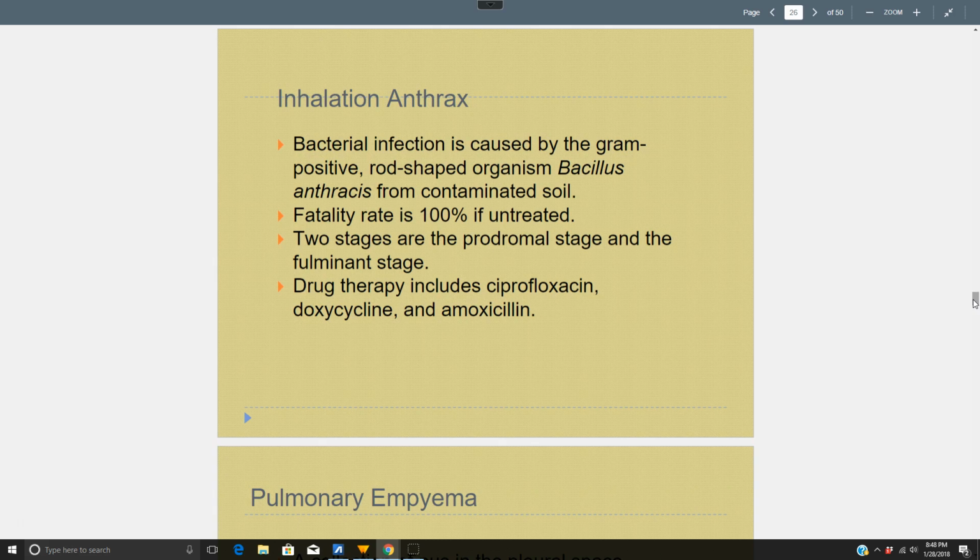coccidioidomycosis, a fungal infection caused by that particular organism that's very common in the desert southwest. But I'm not even going to ask about that. I think your book just gives you that information because it obviously is a respiratory problem. But I think we've covered this fairly well.